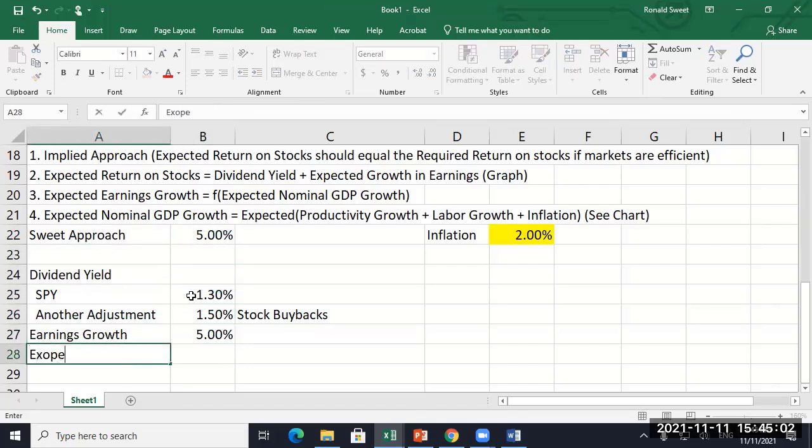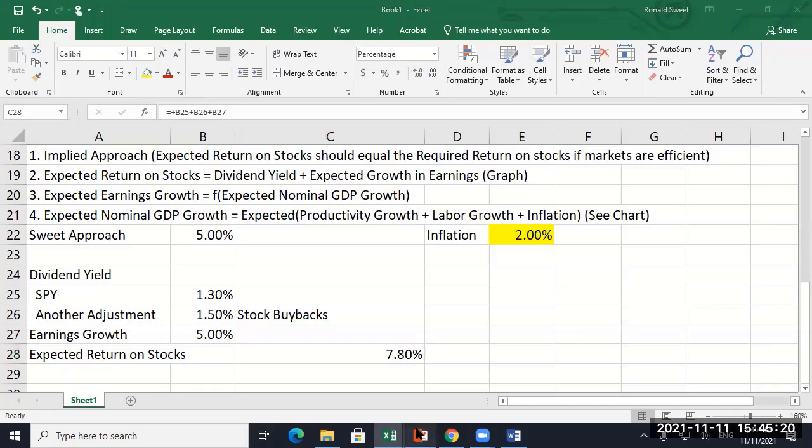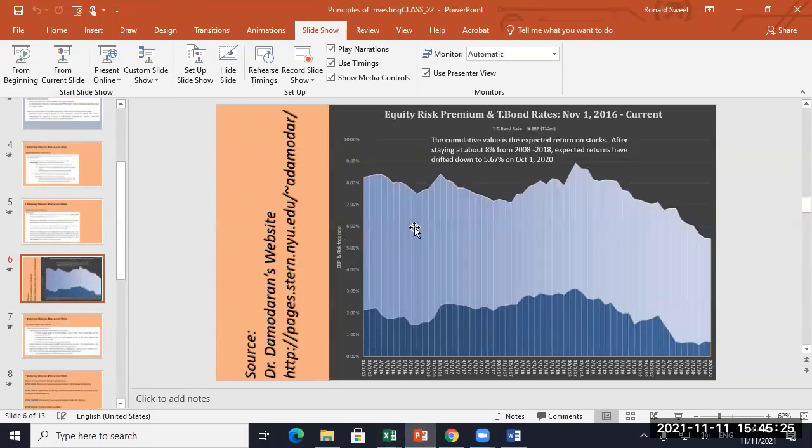And so my expected return on stocks, it's going to be the sum of those, 1.3 plus 1.5 plus 5. You'll probably get something in the 6 to 9% range, probably something closer to 7 to 8, if you just want to be normal. I mean, again, look back at what Damodaran has done. Look at his range. 6 is the lowest on his range and 9. So he's in the 6 to 9% range. All right, we'll stop there. We'll see where we're going, right? I'm writing your paper here.